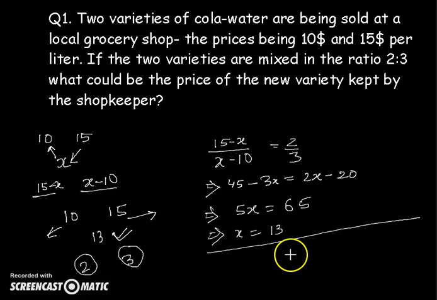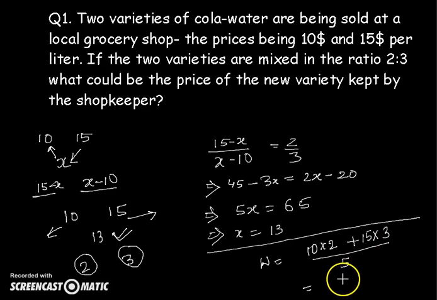There could be another way in which you could have solved this question. You could have used the formula for weighted average. Here the weights are 2 and 3 and the prices are 10 and 15. So the new price will be 10 multiplied by its weight, which is 2, plus 15 multiplied by its weight, that is 3, and divided by 5, which is the total weight. That gives you 20 plus 45, 65 by 5, and the value is 13. I hope you understand how we approach this question.